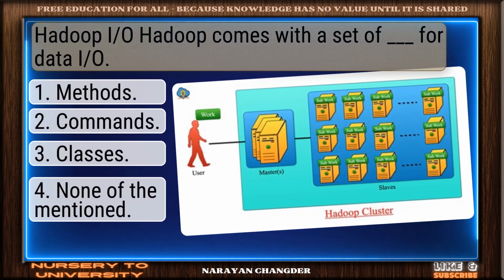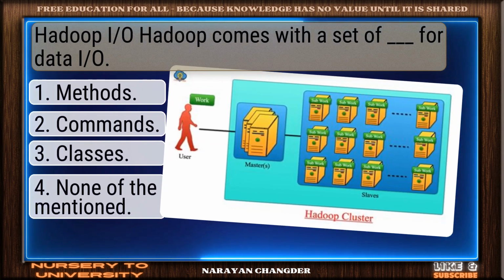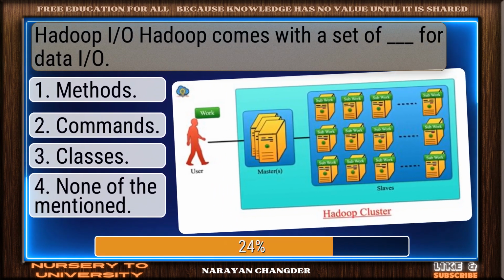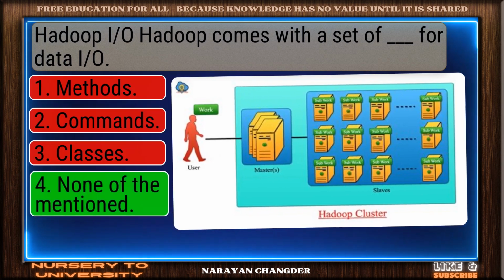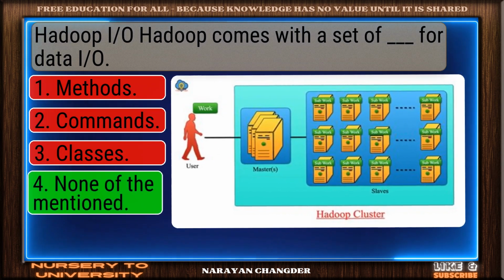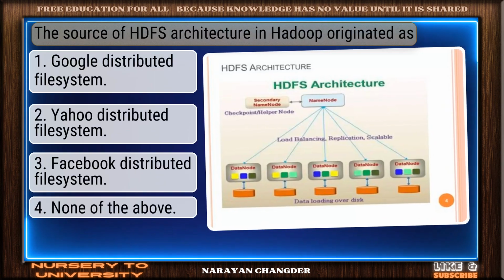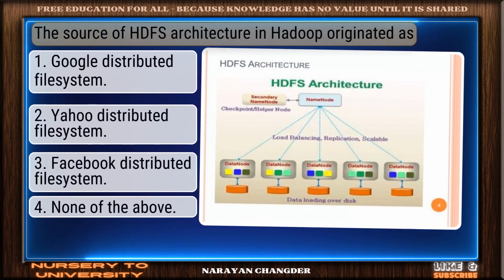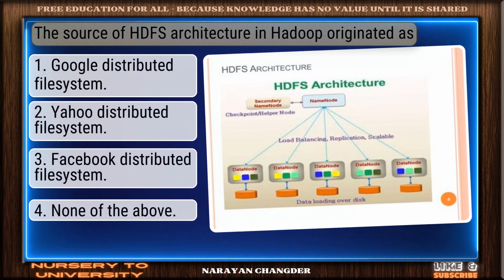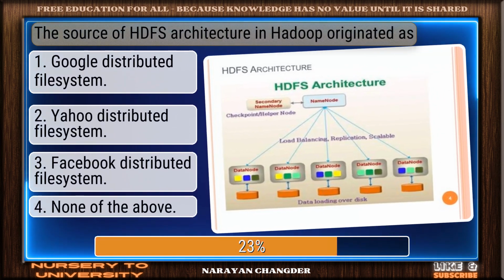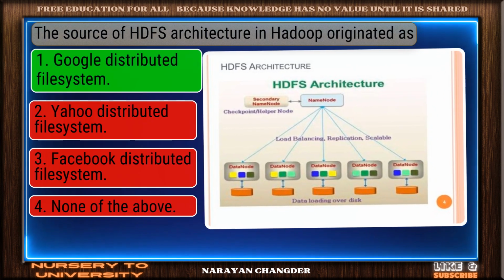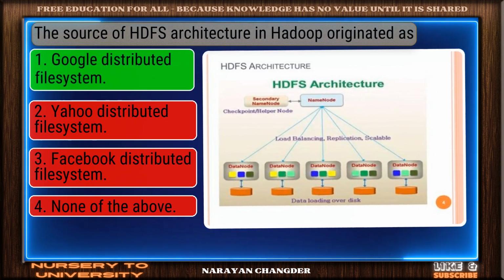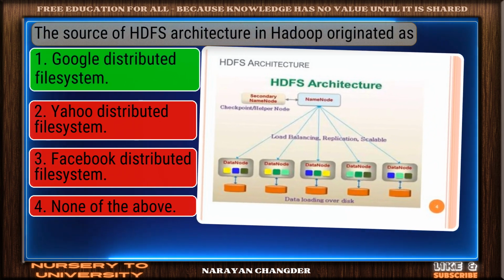Question number 13. Hadoop comes with a set of dash for data I/O. Excellent. None of the mentioned is a brilliant choice. Question number 14. The source of HDFS architecture in Hadoop originated as. Smart pick. Google Distributed File System is the correct choice.